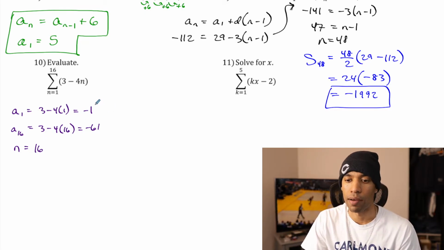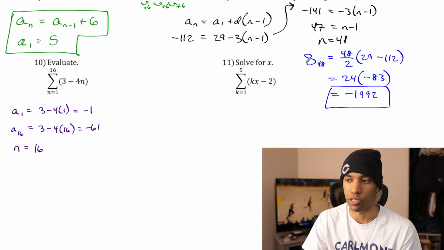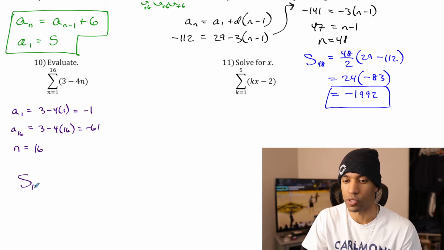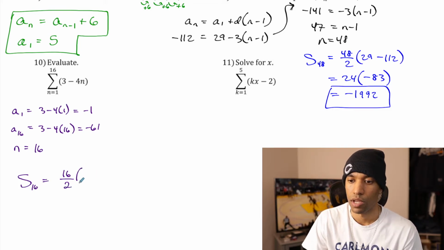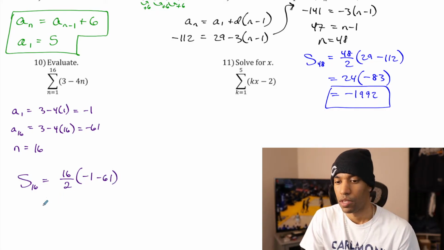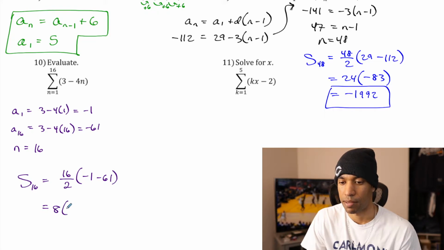All right, so what we're going to do now is use this formula here. To find the sum of those 16 terms in the sequence, we're going to take 16, n, divided by 2, and multiply it by negative 1 minus 61. Negative 1 plus negative 61. So that's 8 times negative 62.